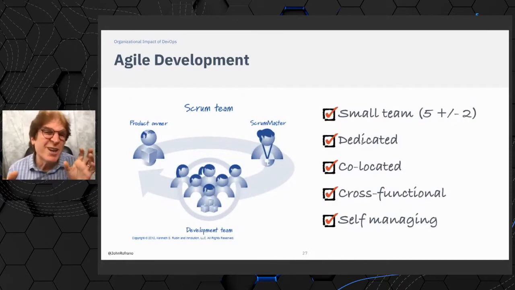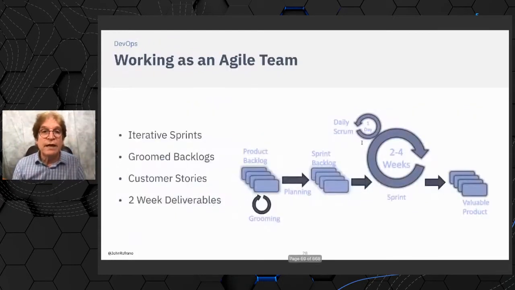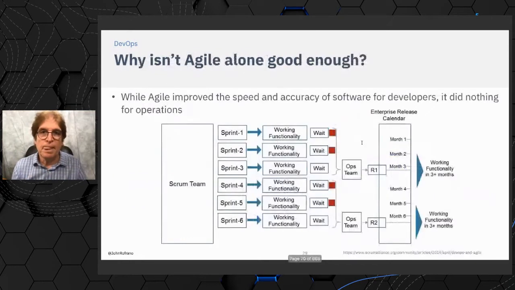Well, we're not co-located now. We're kind of far away from each other now, but the co-located was cool when it was working. Cross-functional, self-managing, all good stuff, right? Working in these small sprints, pushing stuff out every 2 weeks. Life couldn't be better. Well, there's a problem with this.